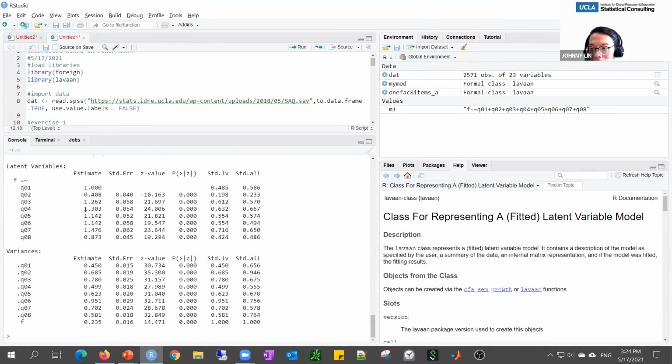So this is saying, let's look at item 4. For a 1 unit increase in SPSS anxiety, item 4 increases by 1.3 units on the scale of item 1. Okay. How about this one?